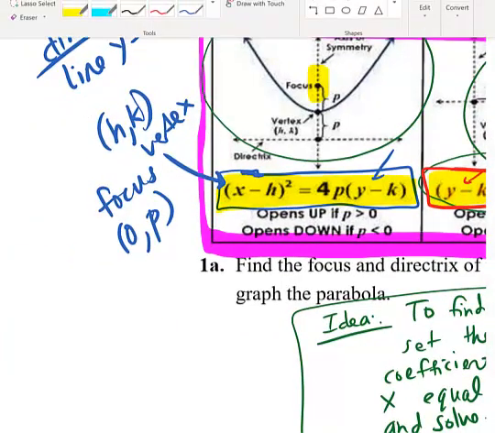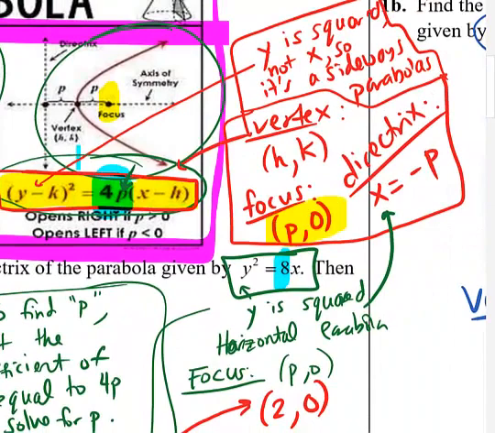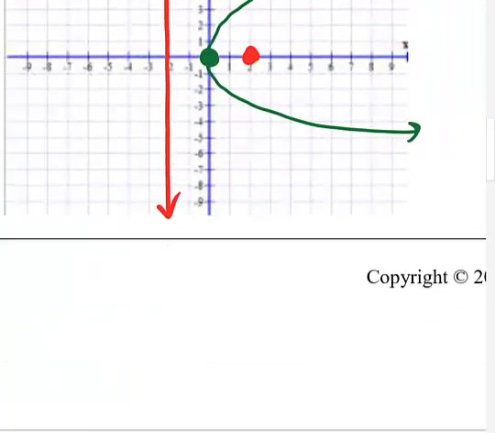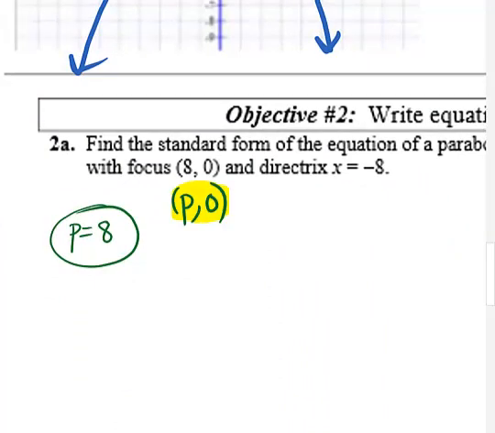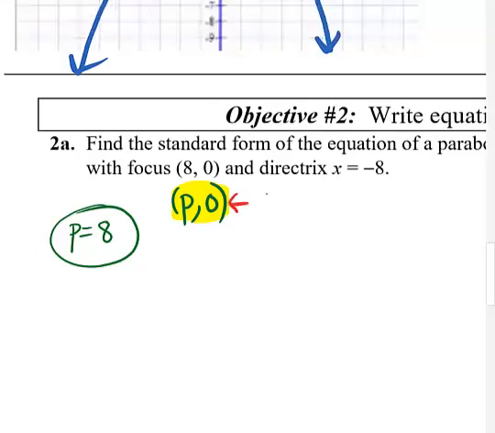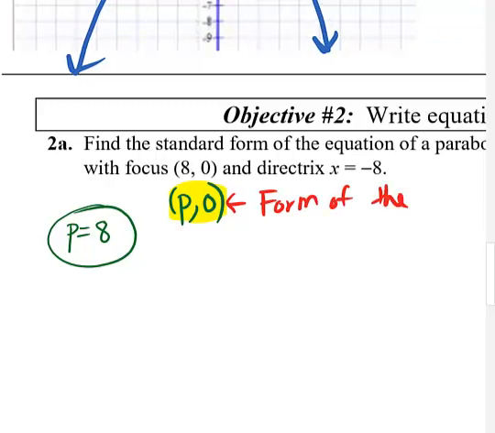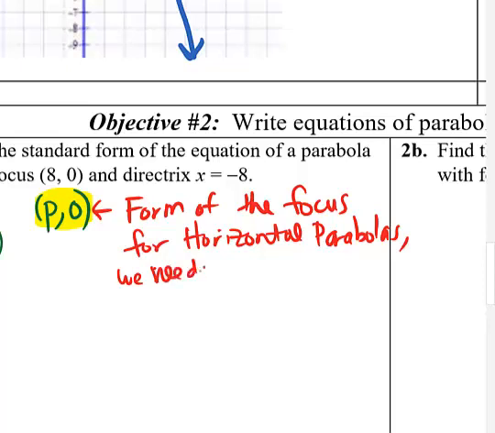What will give it away is the focus that was given. It's either 0, p or p, 0. Depending on which one it is, I know which equation to fill it into. Since this one had a p in the x coordinate, that's what the focus looks like for horizontal parabolas. So we need the rightmost equation that we saw: y minus k squared equals 4p times x minus h.